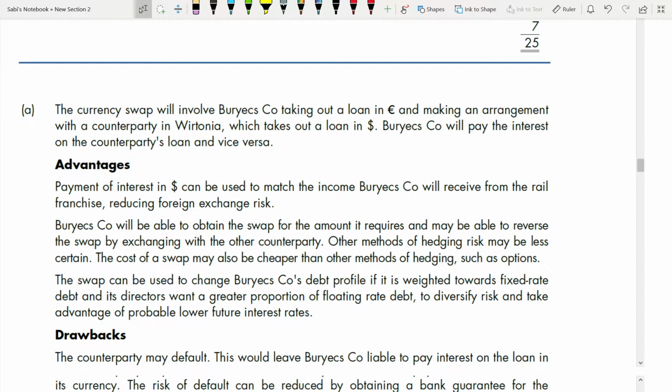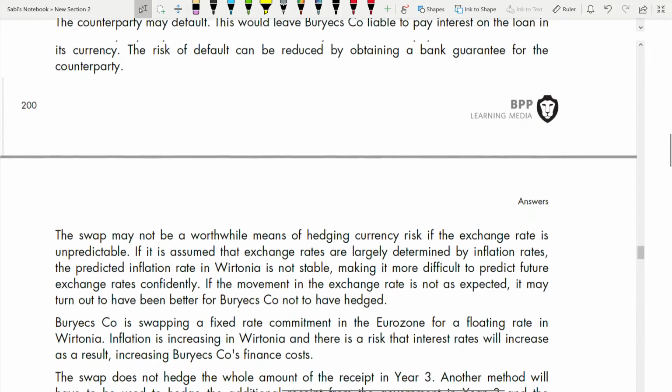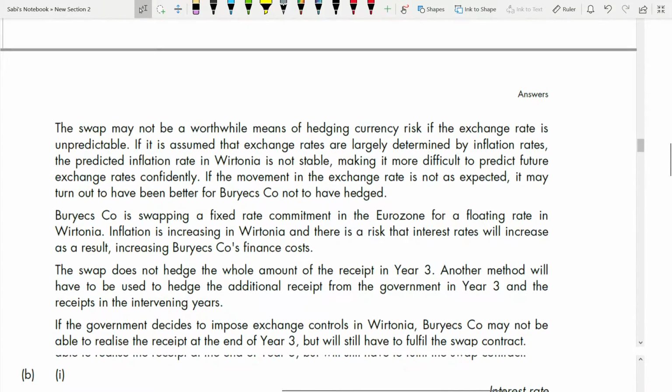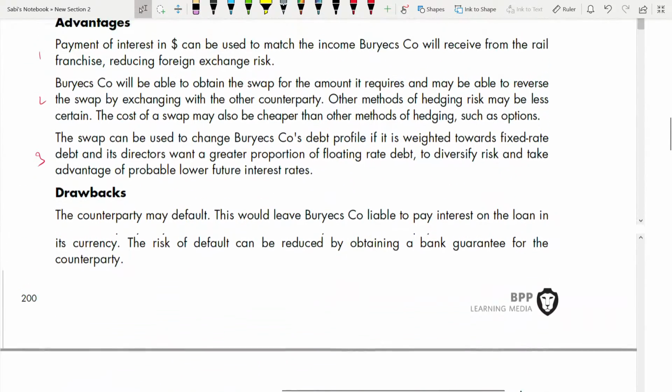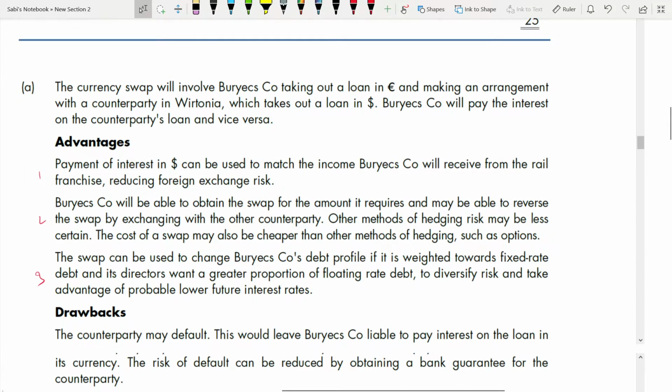Now let's go to the advantages. If you see the advantages, it has been given in three different points. That means three different advantages. If you see the drawbacks also, the drawbacks section is pretty long, but it's okay. You don't have to write that lengthy. You just have to write three disadvantages. So let's go through the advantages.